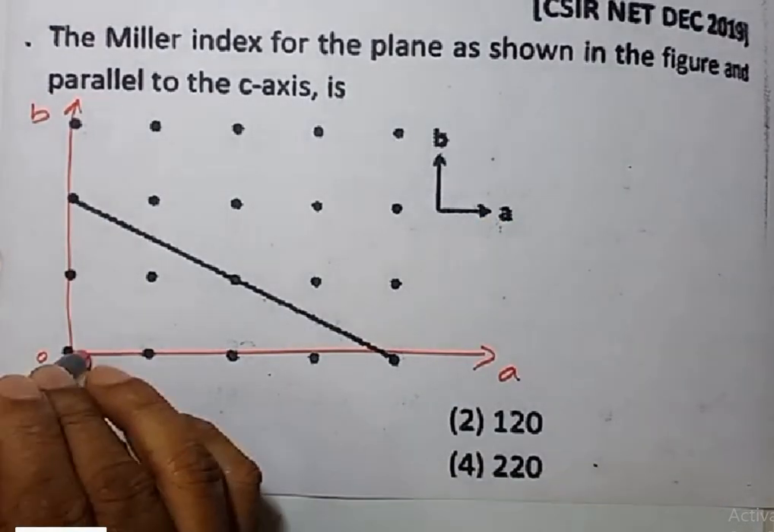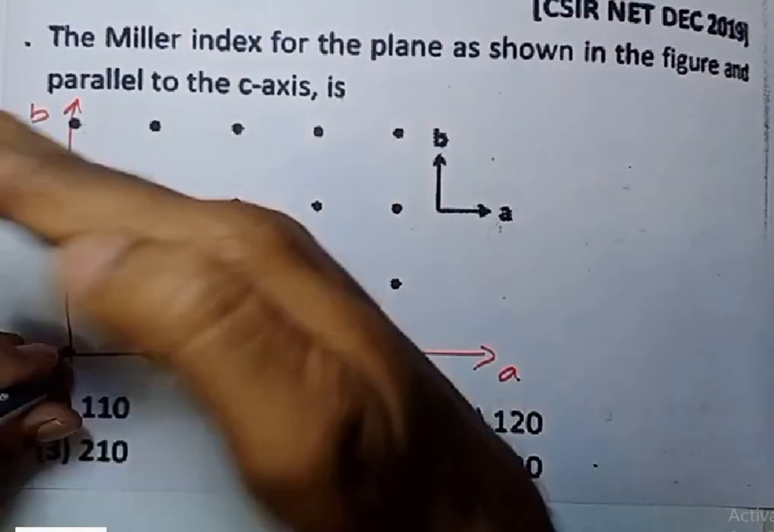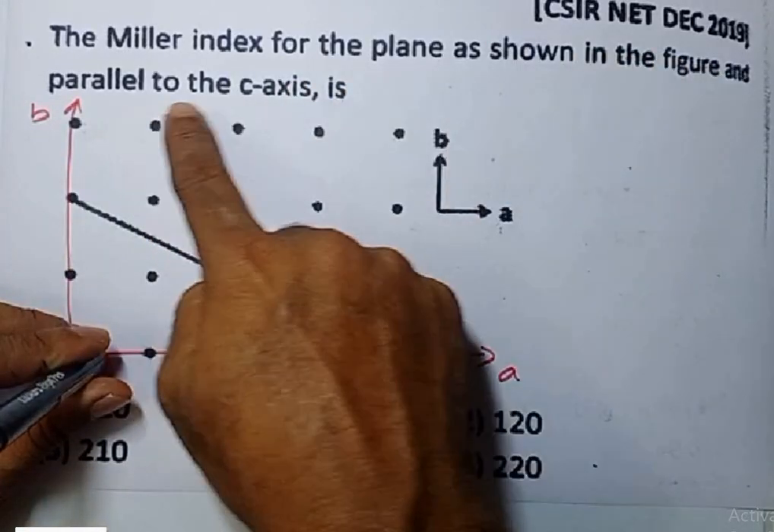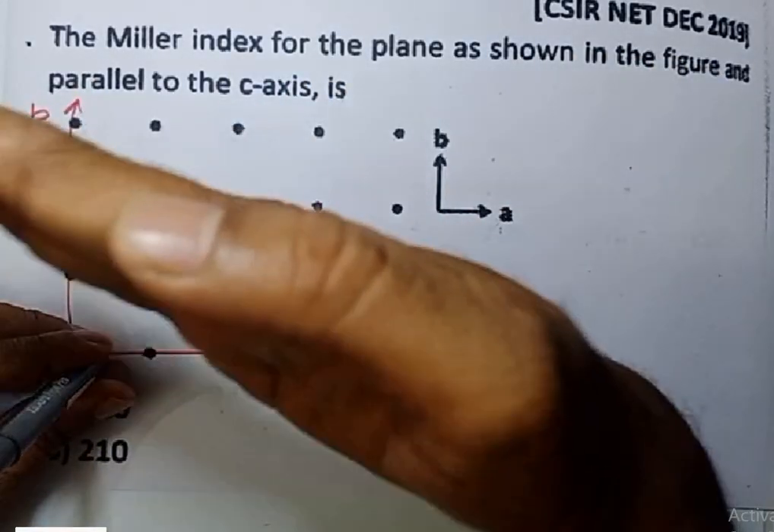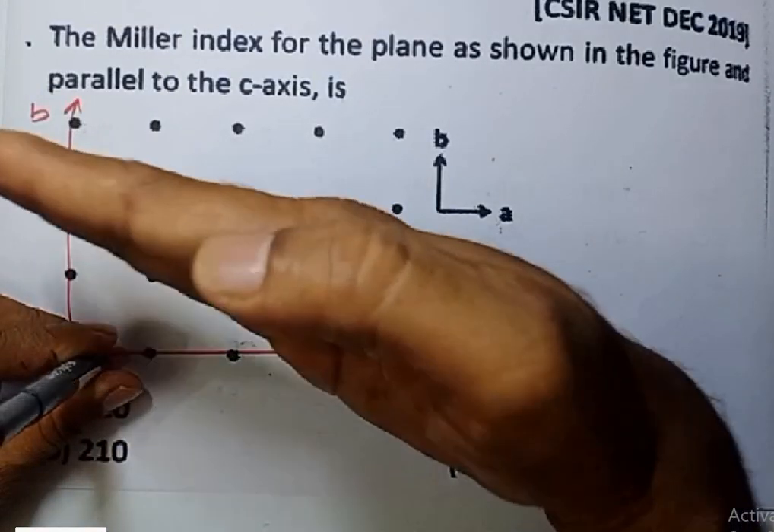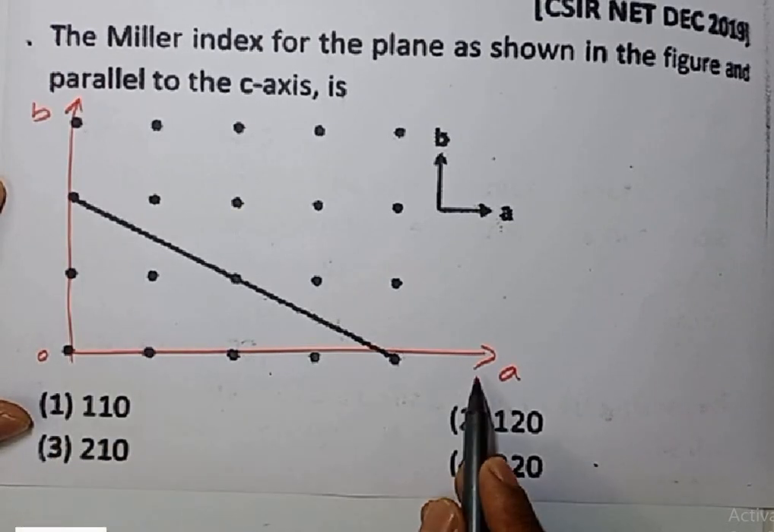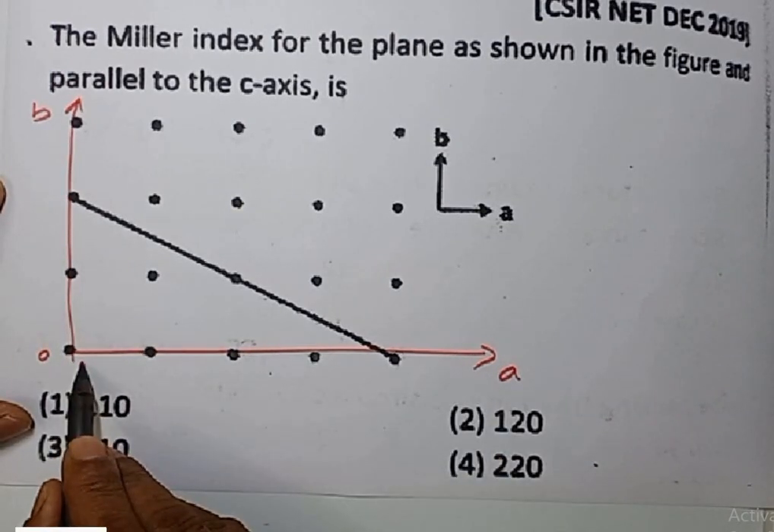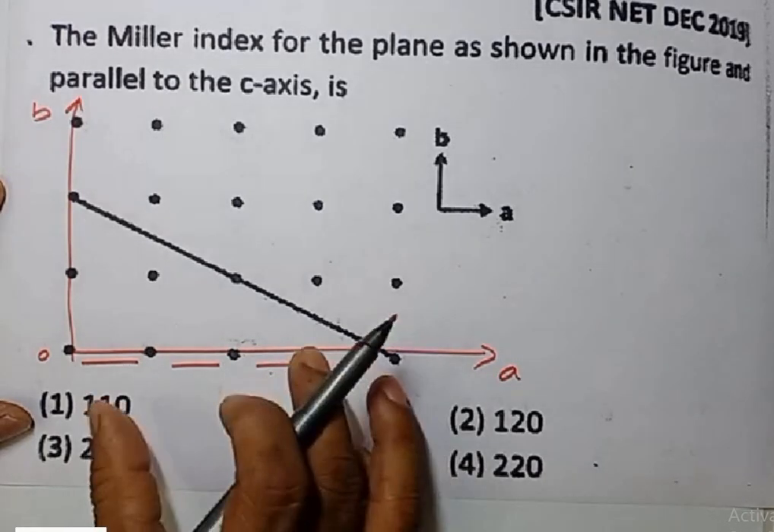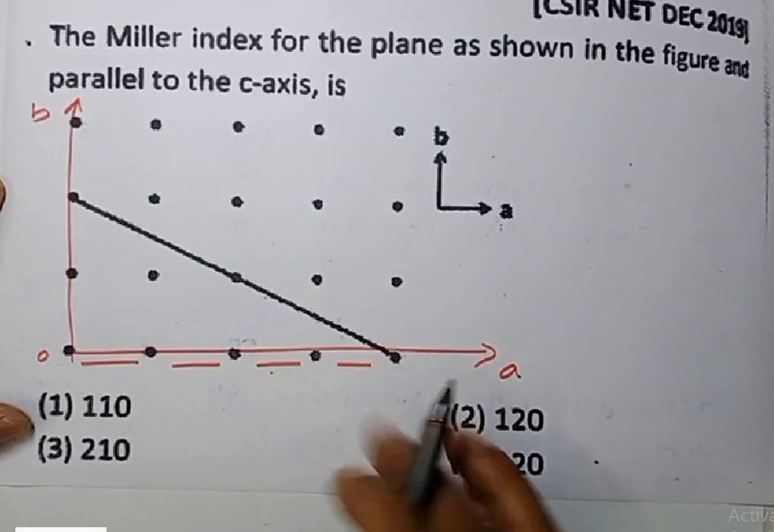Where is C? C axis is perpendicular to the paper and this plane is parallel to the C axis. It is given like this, right? The plane is parallel to C axis. So, the plane is going like this and it is parallel to the C axis. You can easily understand this. Okay. So, listen, this is one unit length, 2, 3, 4. So intercept made by the plane in the A axis is 4.